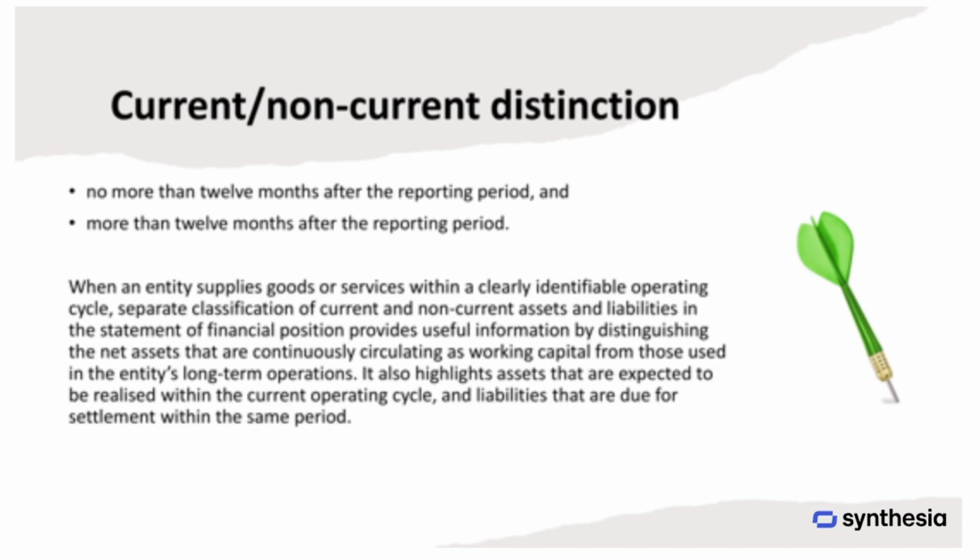When an entity supplies goods or services within a clearly identifiable operating cycle, presenting current and non-current assets and liabilities separately in the statement of financial position provides valuable information. This classification distinguishes the net assets that are continuously circulating as working capital from those used in the entity's long-term operations. It also highlights assets expected to be realized within the current operating cycle and liabilities due for settlement within the same period. This distinction helps users understand how the entity manages its short-term and long-term financial obligations and resources.